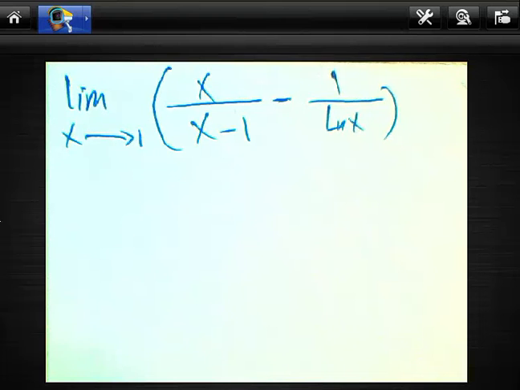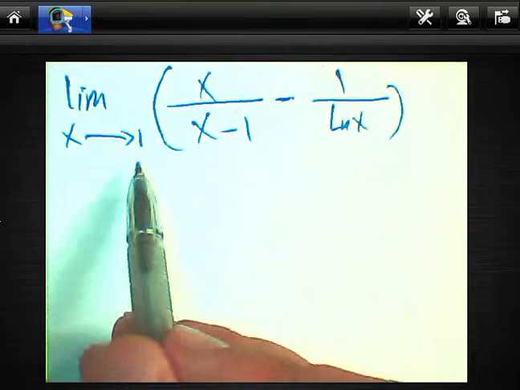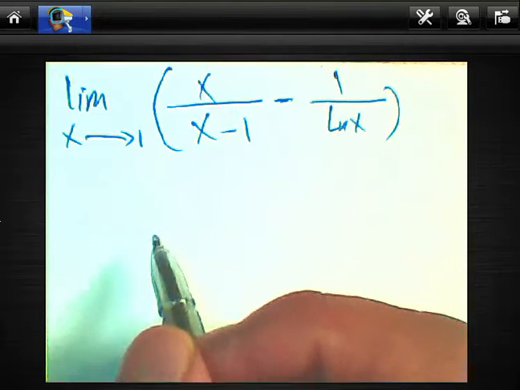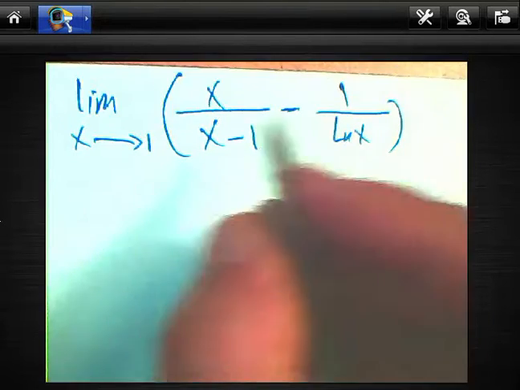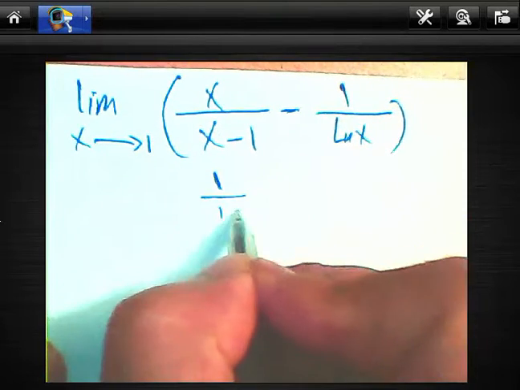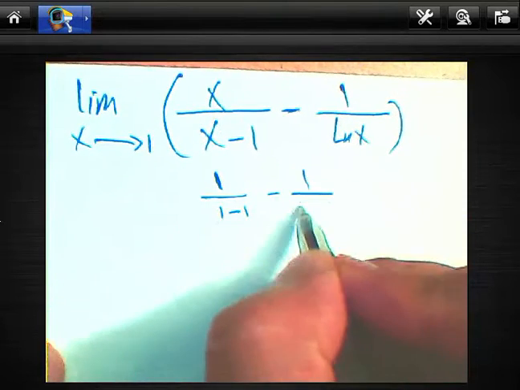Now we will solve our questions about limits. Look at this example: the limit when x approaches 1 of x over x minus 1, minus 1 over ln of x. First we must put 1. From any x we can cancel it and write 1. The result will be 1 over 1 minus 1 over ln of x.